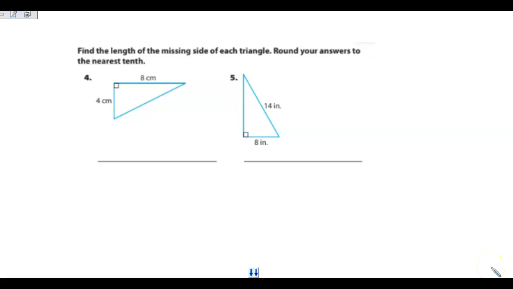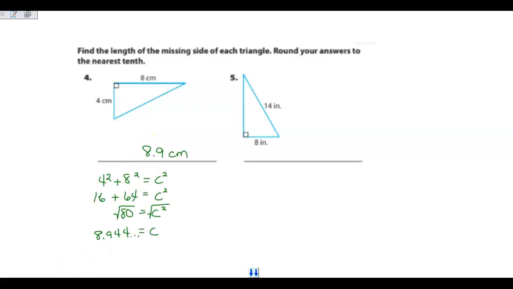So use what you know and find the hypotenuse on number 4. Once you've done the math, you probably noticed that you came up with a run-on decimal. 8.944 is the first four digits in the number. When you look at the instructions, it says round your answers to the nearest tenth. So when I do that, the 4 tells the 9 to stay the same, so then it's 8.9 centimeters.